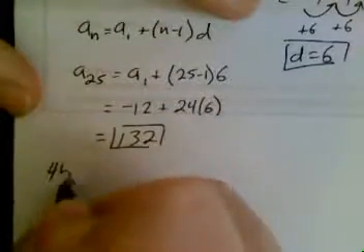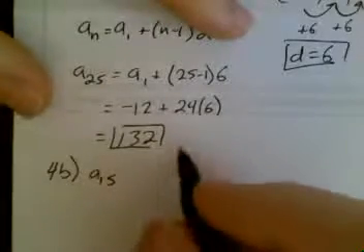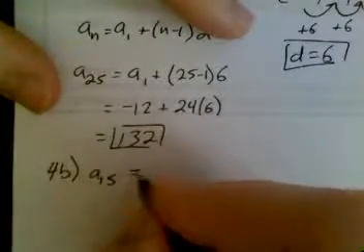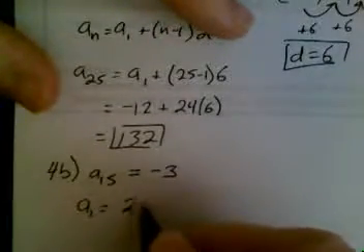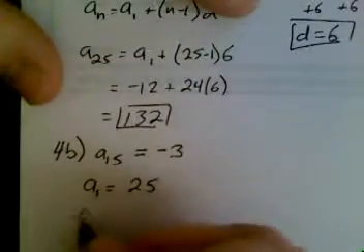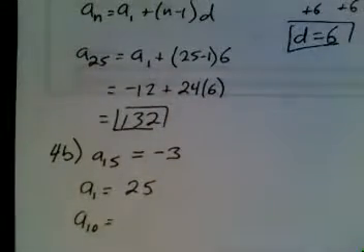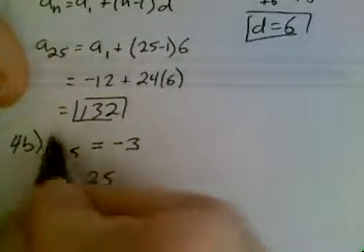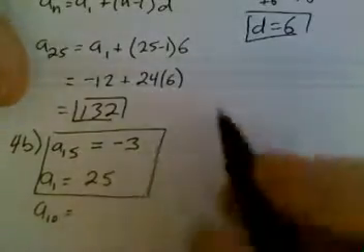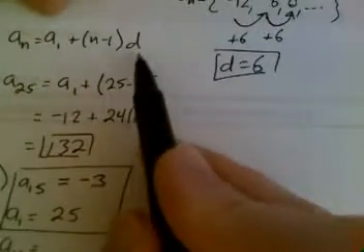For 4b, this is the 15th term, so a sub 15 of an arithmetic sequence is negative 3. So they told me that this was equal to negative 3. And the first term, a sub 1, is 25. They want me to find the 10th term, a sub 10. Okay, so with all this information, there's quite a bit going on. We might want to go through these details very carefully. First of all, these two pieces of information are absolutely necessary for me to find out what a sub 10 is. But before I can do that, I'm going to have to find the difference, right? I'm going to have to find the difference.